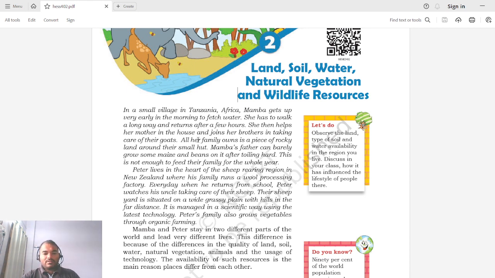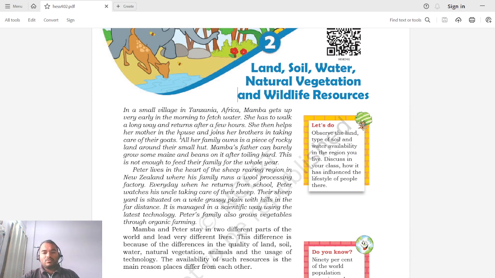And so the second thing is, due to the water unavailability also, Mamba's father can grow something like maize and beans, which actually require less water as compared to Peter, whose family is growing vegetables through organic farming, right? So vegetables as compared to maize and beans require a higher amount of water. So as you can see, this difference in the day-to-day activities or difference in the lifestyle of these two is because of the unequal distribution of resources along different geographies.